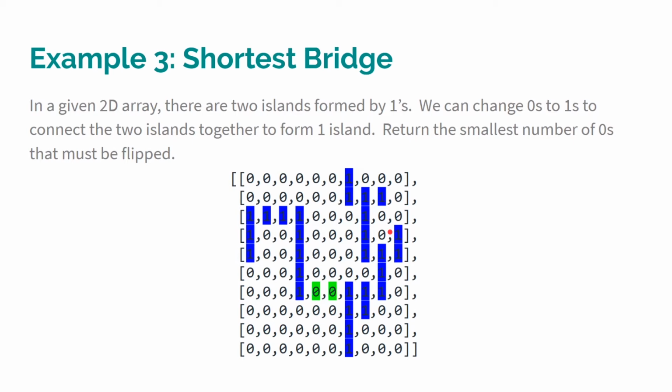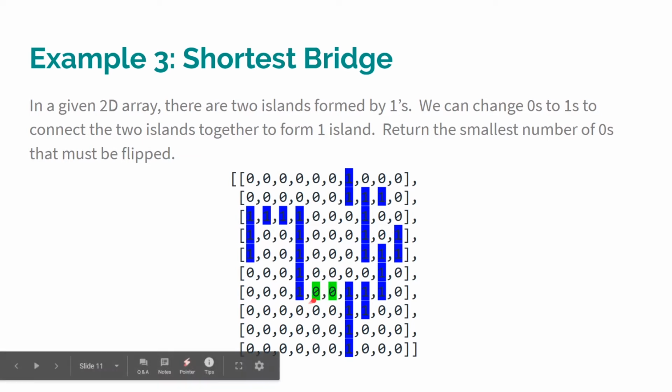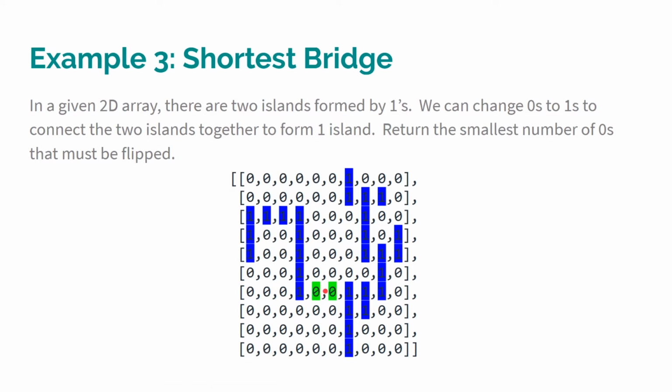We can think about it this way. This would be the shortest path right here, these two zeros. So we would return 2 because we would only need to flip these two zeros to 1s in order to connect the two islands. Anywhere else, you would need to flip 3. Like here, you need 3, 3, 3, but here you only need 2 to connect the islands. And so how might we solve this problem?